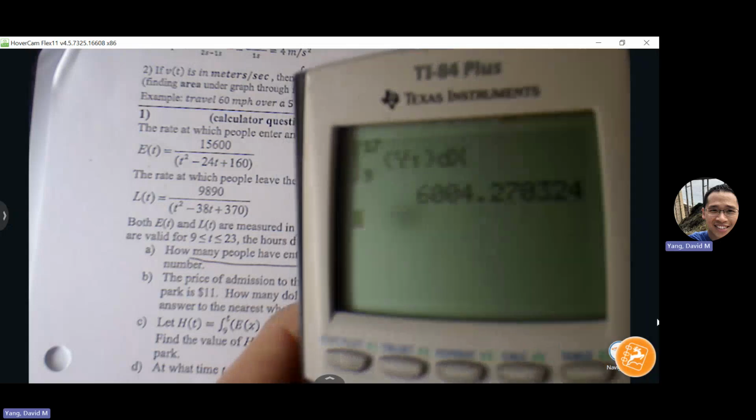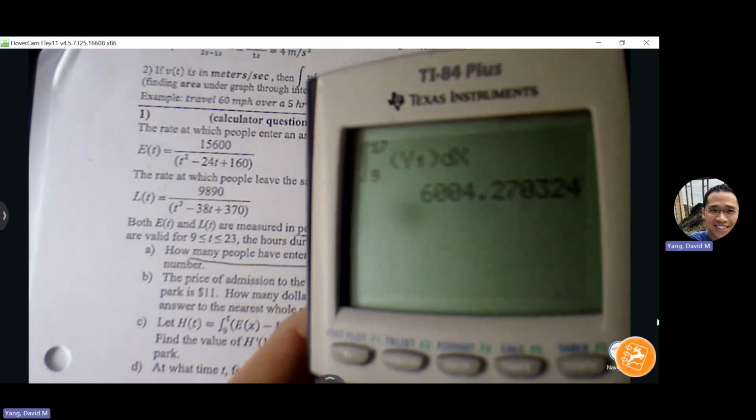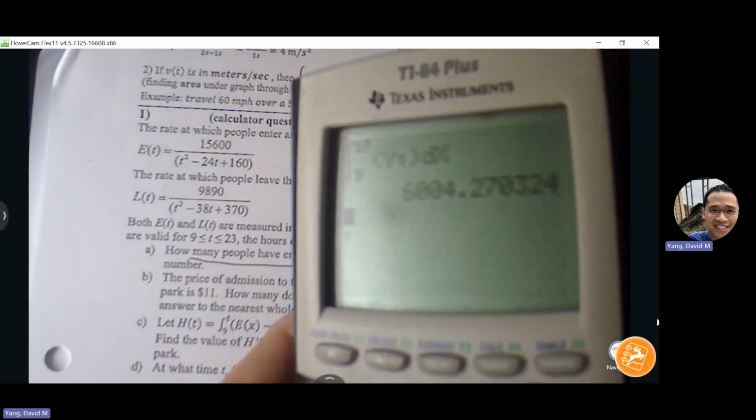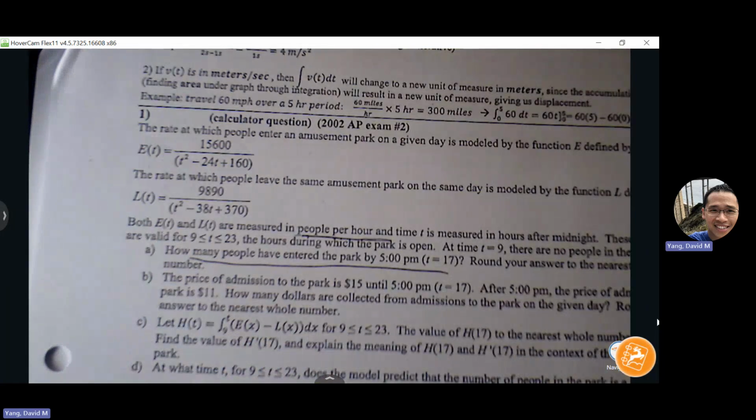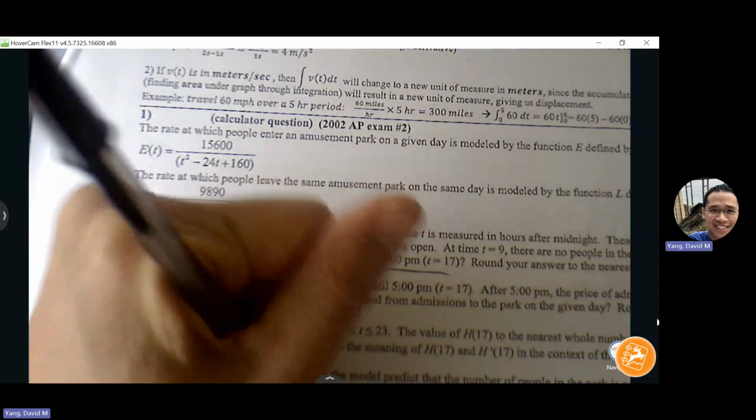Okay, so we'll just round down. If you round down or round up, in terms of people, that's acceptable. But I'm just going to round down and say it's about 6,004 people are going to enter the park by 5 p.m.